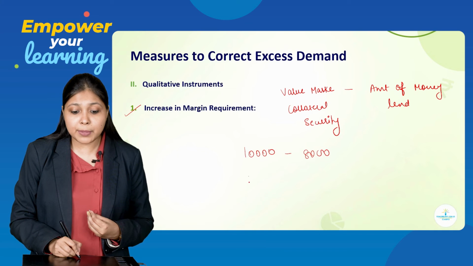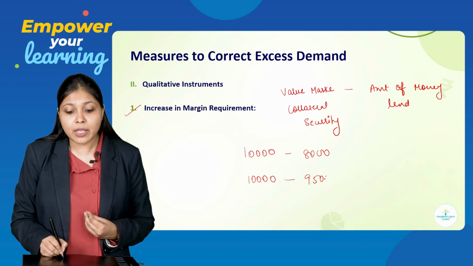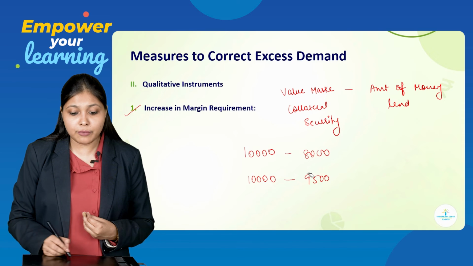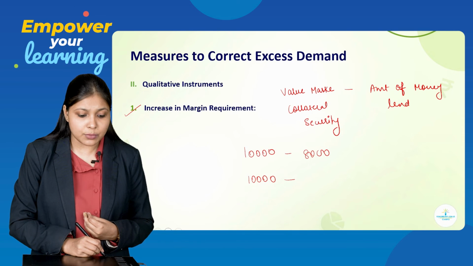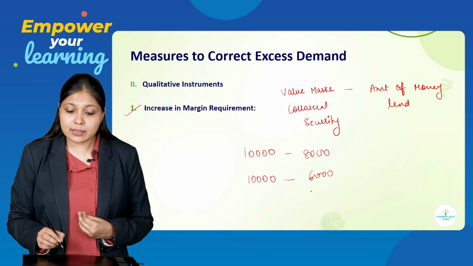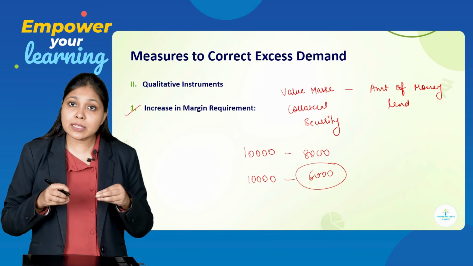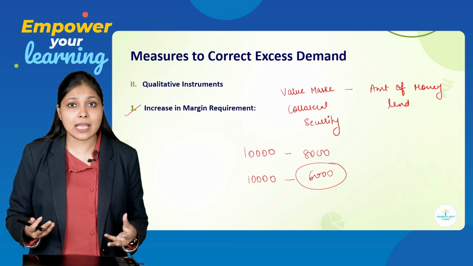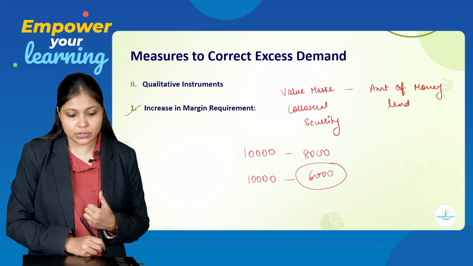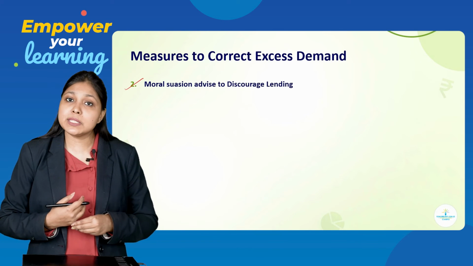But now what has happened? If your value of collateral security is 10,000, you will be getting a loan of not 8,000, but say suppose 6,000. So margin requirement has increased. That means now the amount of loan which will be sanctioned is lesser. So during this time, borrowers will become discouraged and will not want to borrow money by keeping their collateral security.